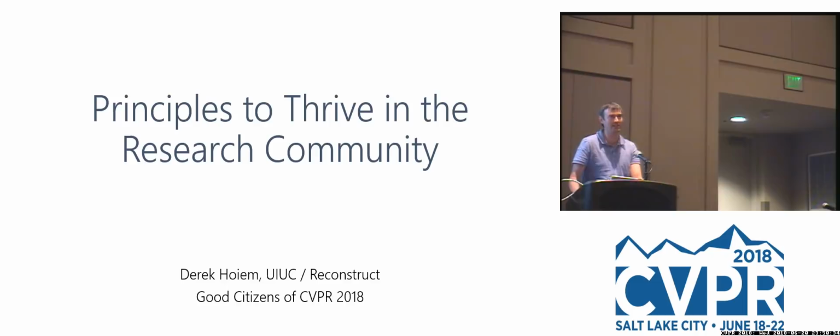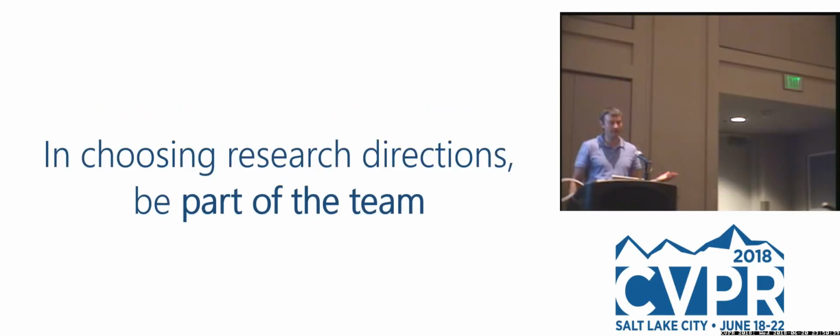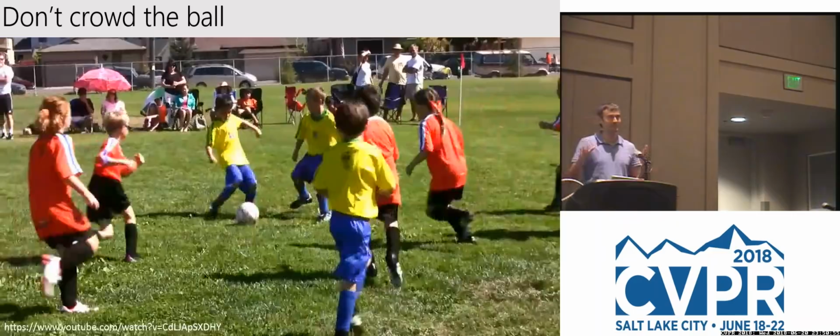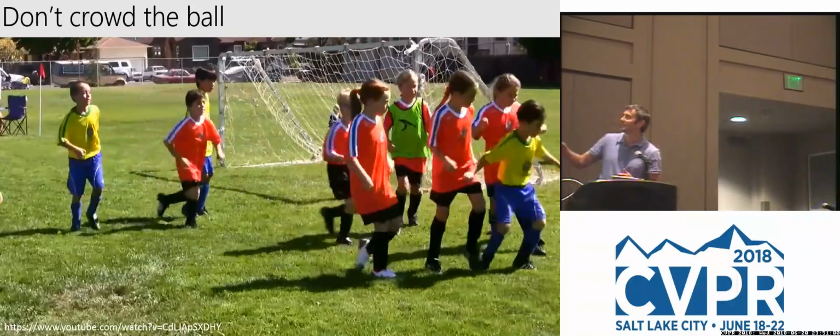One part of that is, how do you choose a research direction given that you're part of a community? I think it's really important to think of yourself as part of a team when you're thinking of what your research strategy will be or what directions you're going to pursue. And part of that is to not crowd the ball. It's really common to see little players in soccer all want to run at the ball. They're very energetic, they have a lot of enthusiasm. You can see that the entire red team stays within about a foot of the ball the entire game.